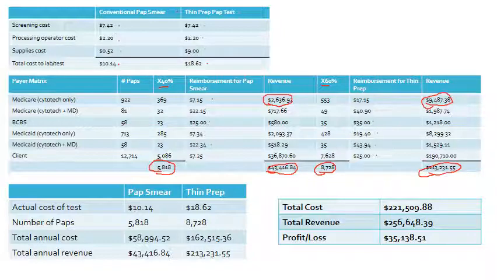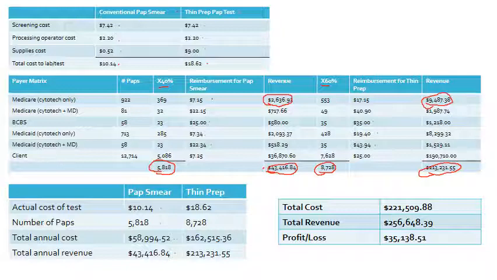And you bring those numbers down here. What's the actual cost of the pap smear? The number of paps that you expect, the annual cost that is incurred, and that's just the conventional pap smear, the cost of the conventional pap smear, multiply that by the number of paps, and then there's your annual revenue, which you determined over here. And then you can take the net profit loss there.